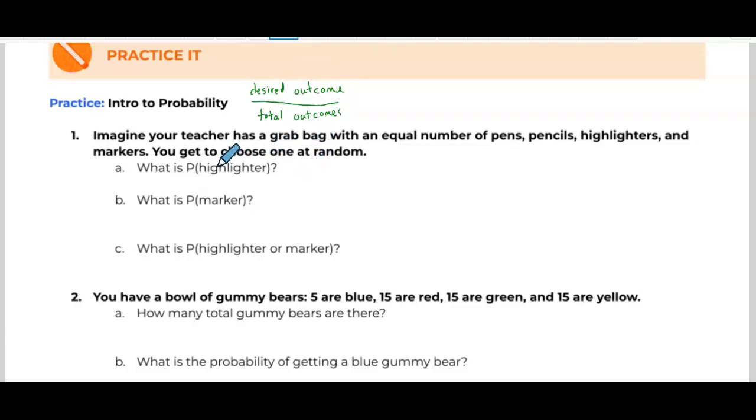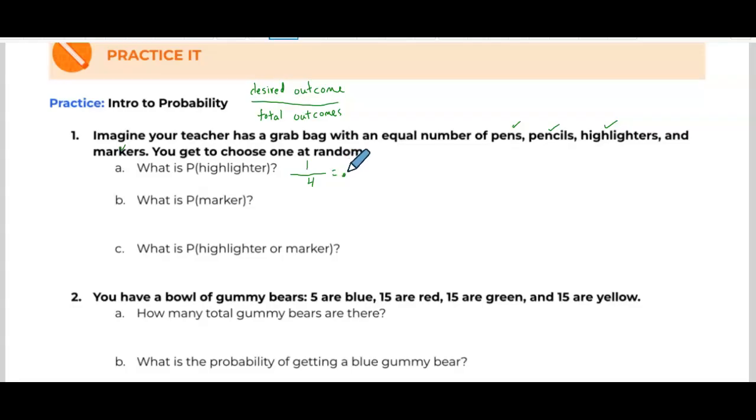So, probability of drawing a highlighter from this bag. We have pens, we have pencils, we have highlighters, we have markers. That's 4 different writing utensils. So the total outcomes is 4. Could draw any one of 4 writing utensils. And it does say equal numbers, so I know that that's 4 different possibilities, equally weighted. Only one of them is a highlighter. So that's one way to write it.